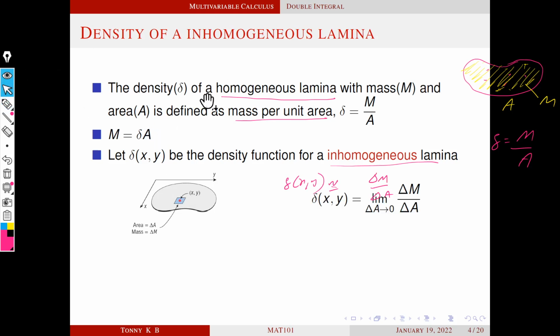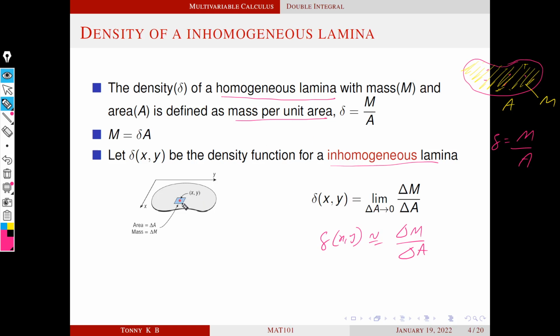So the extreme case is the limit delta a tending to 0. We can define the density function of an inhomogeneous lamina using this formula: delta(x,y) is equal to the limit as delta a tends to 0 of delta m by delta a. Delta a means the area of the small areal element containing the point, and delta m is the corresponding mass of that small element.